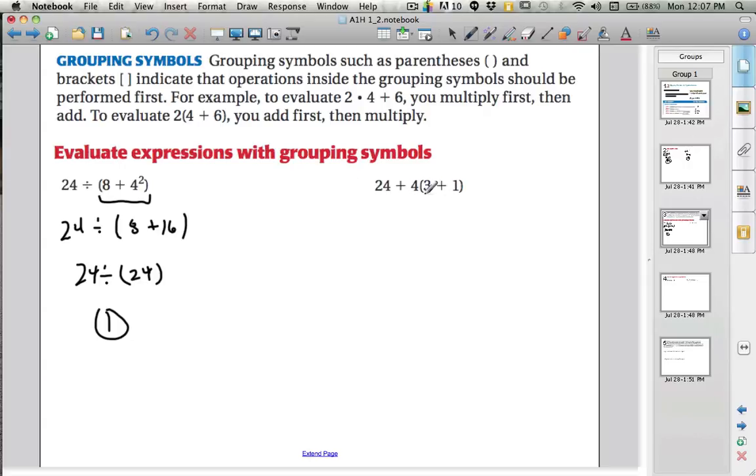Okay, if we're looking over here, 3 plus 1 in the parentheses, that doesn't require anything in terms of order of operations. So I'm just doing what's in the parentheses first. Now I'll do multiplication, 4 times 4. I got 24 plus 16, and 24 plus 16 is 40.